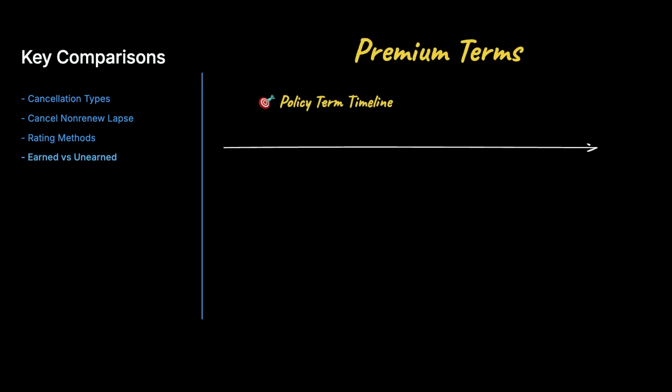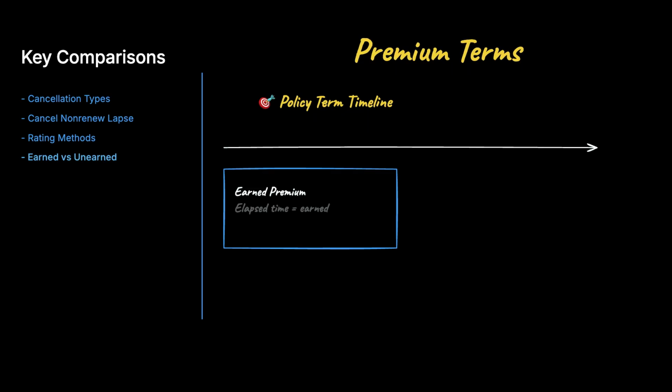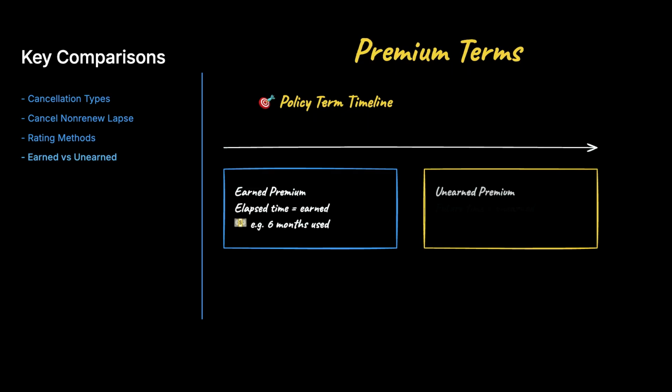Underlying all the cancellation math are 2 premium terms. Earned premium is the portion the insurer has already earned by providing coverage for the time elapsed. Unearned premium covers the policy period that hasn't happened yet, and it's what must be returned when a policy cancels. Elapsed time is earned. Future time is unearned.